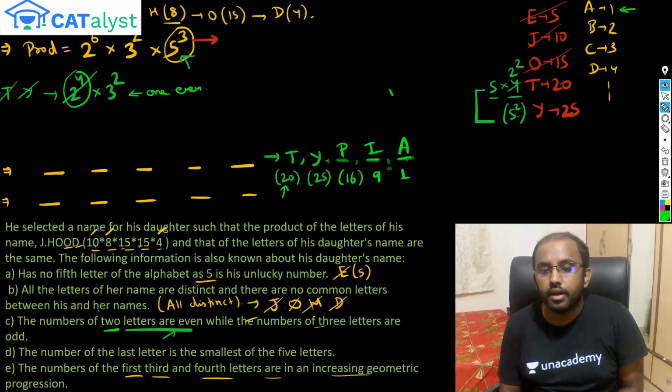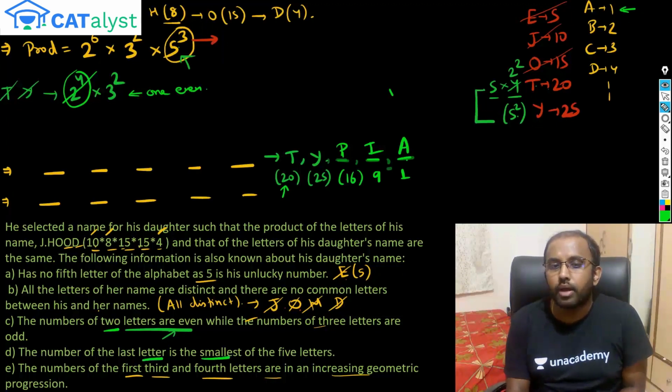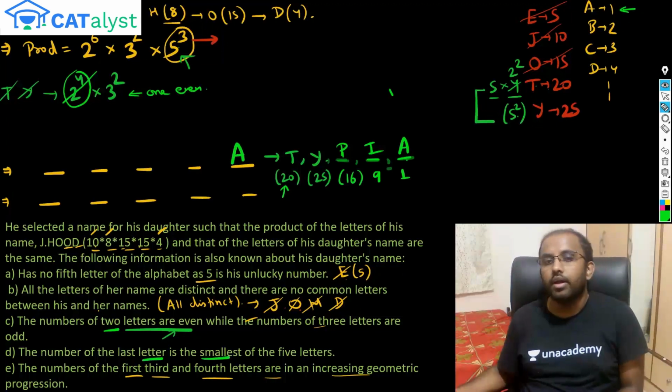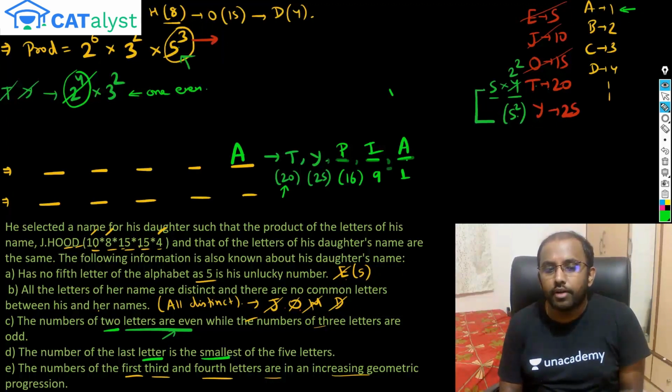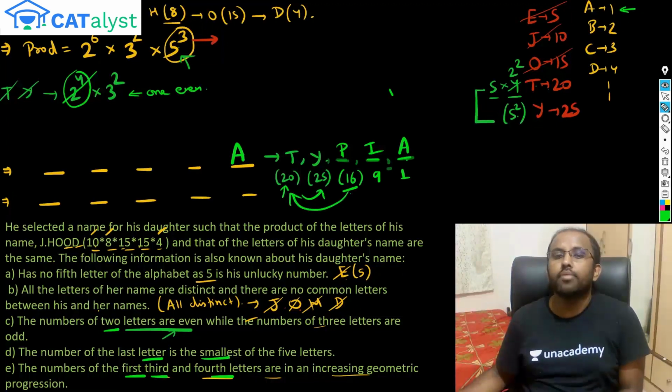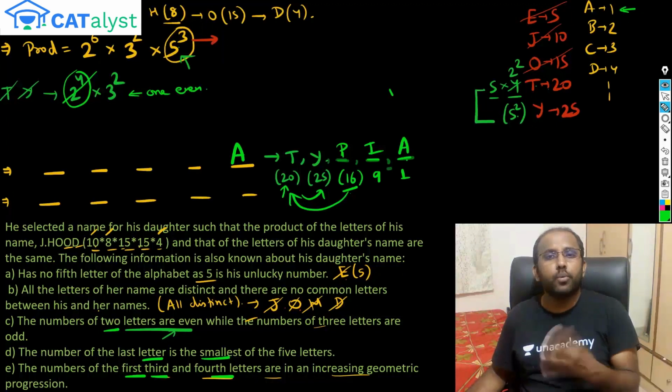So we have written that the last letter is the smallest, so I'll put A here, okay? Last is the smallest one. Then first, third and fourth forms an increasing GP. If I observe this number, 16, then 20 and then 25, forms an increasing GP with a common ratio 1.25.